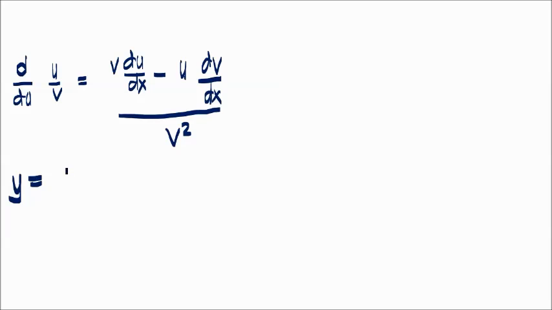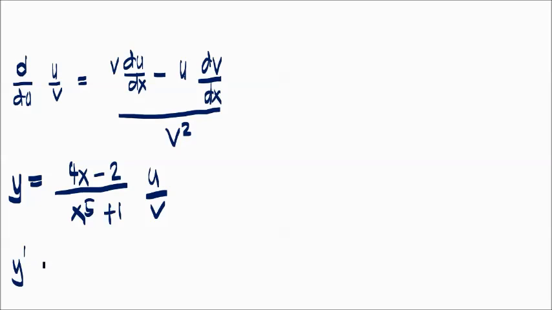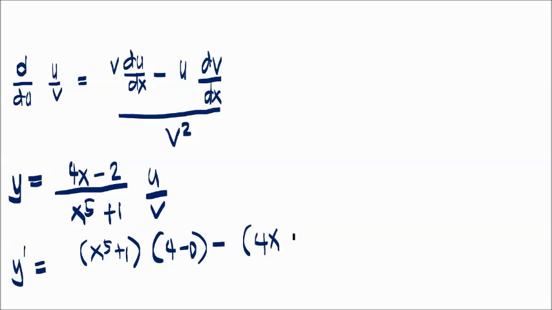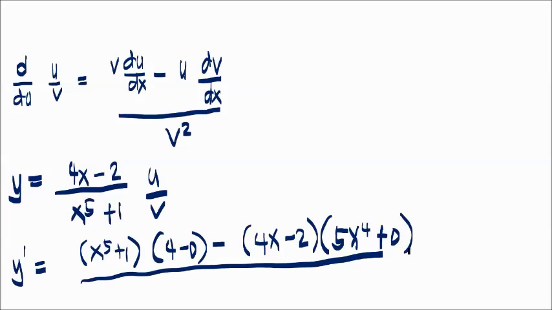For example, I'm having here 4x minus 2 over x raised to 5 plus 1. Our u here is the numerator, our v is the denominator. Our y prime is equal to, copy v, our v is x raised to 5 plus 1. Then derivative of u, so that would be 4 minus 0, right? Minus copy u, so 4x minus 2. And derivative of v is 5x raised to 4 plus 0 all over v squared. So x raised to 5 plus 1, then squared.